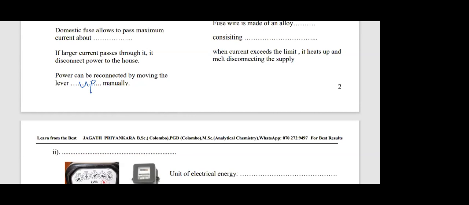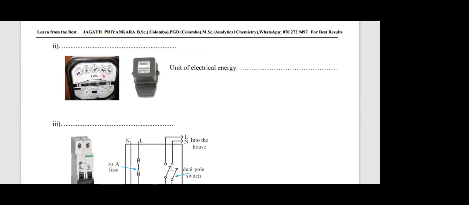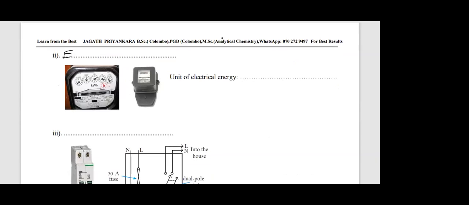Right, number 2, next page, top, page number 3, top. Electric meter. So what is the role? Used to measure, please write the equation also, used to calculate the electricity bill. Electric meter, unit of electrical energy, kWh, within bracket, kilowatt hours.